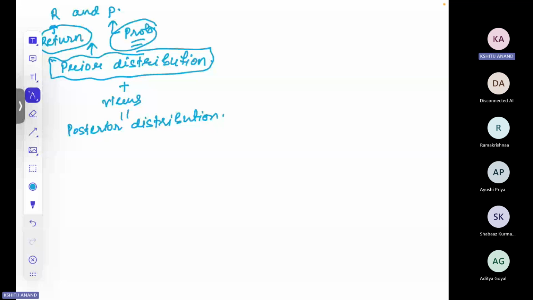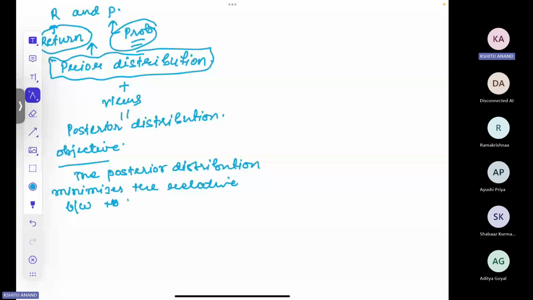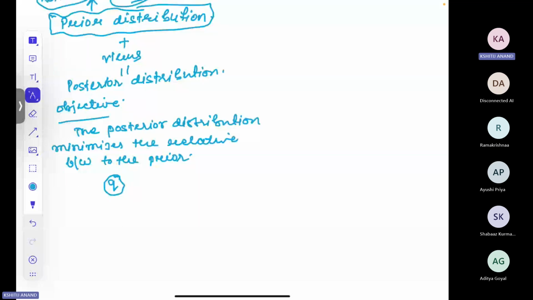The objective of entropy pooling is that the posterior distribution minimizes the relative entropy to the prior. So basically, what is the objective of entropy pooling? You find a probability distribution Q which is as close as possible to P, but also incorporates the views.